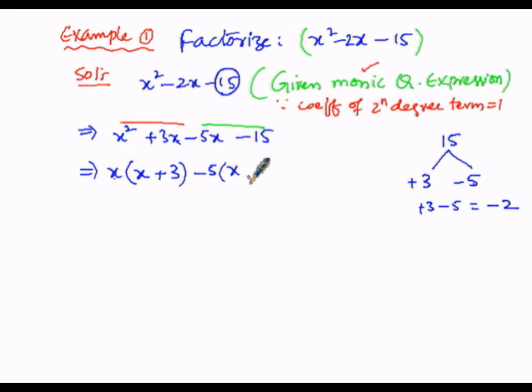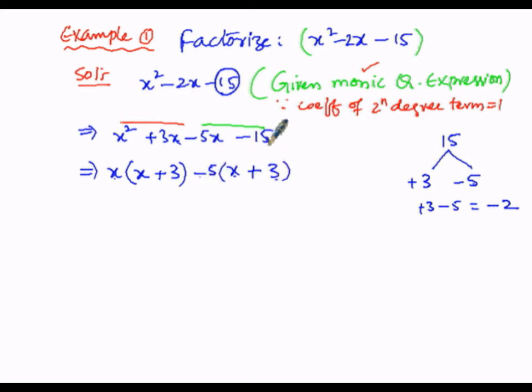So here, when the negative sign is taken as common, the signs inside the bracket will be changed. So instead of the minus sign I will be getting a plus sign. Let us check: minus of plus is minus. Now 5 times 3, so 5 threes are 15. Minus 5 into x is minus 5x. Minus of plus is minus, 5 threes are 15.